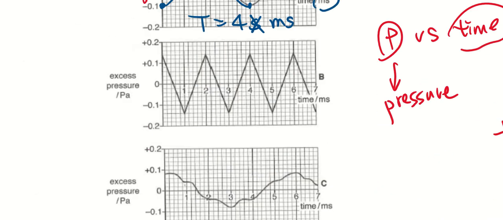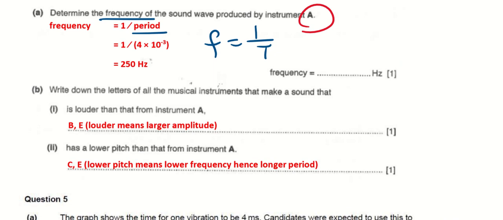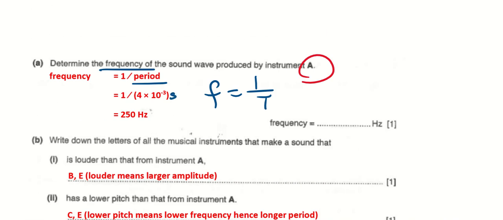Right? So this must be converted to the SI unit of seconds. So we take 4 milli as a value of 10 to the power minus 3. So with that, you should get 250 hertz. Okay?